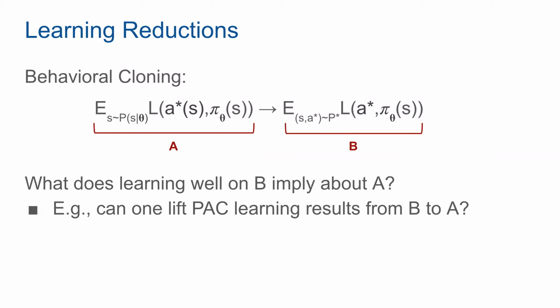One thing that's nice about this is that it's something you can call really quickly in TensorFlow or PyTorch. And the question that learning reductions seek to answer is: what does learning well on B imply about A? If we learn B really well, what does that imply about A?